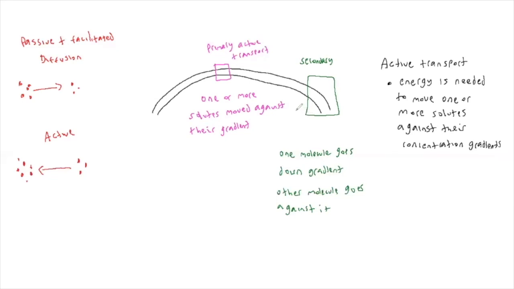Take-home message: active transport uses energy to move a molecule against its concentration gradient. And this is necessary for many different physiological processes in our body. When we talk about action potentials, you'll see exactly why active transporters are so important.